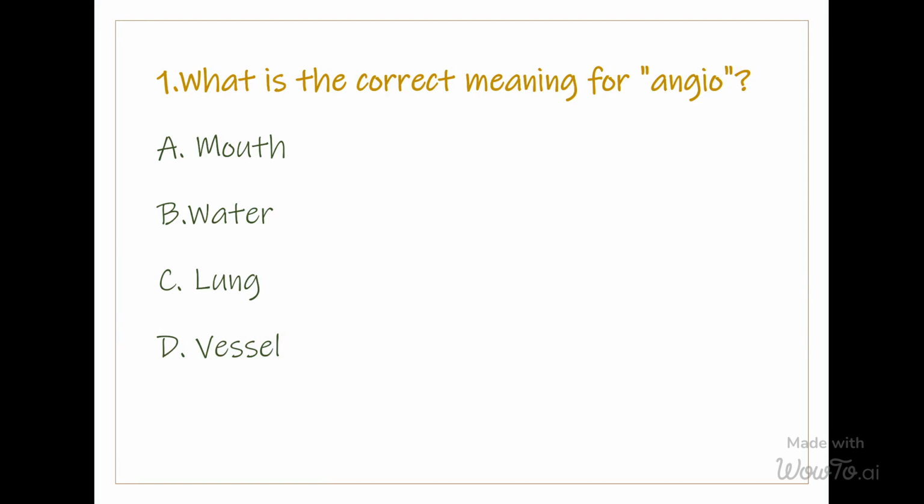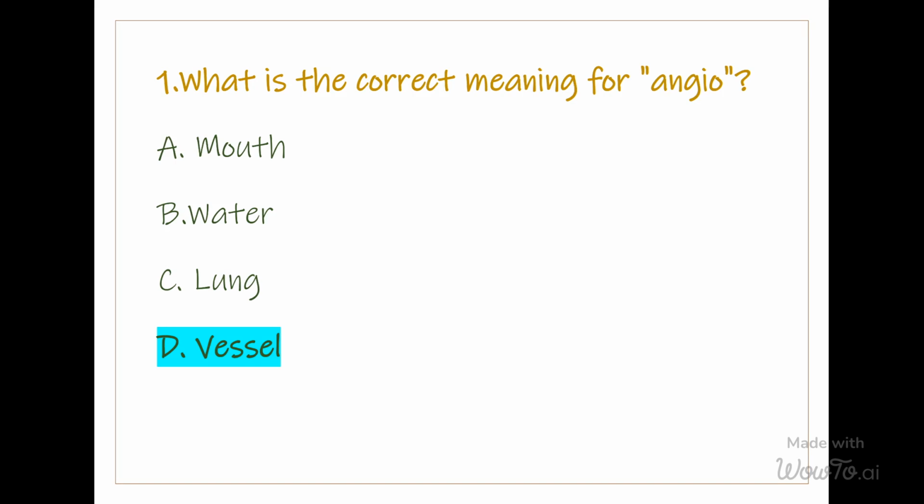What is the correct meaning for angio? Angio, short for angiography, is a medical imaging technique used to visualize the blood vessels in the body. It involves the injection of a contrast dye into the bloodstream, which allows the blood vessels to be seen more clearly on X-ray or other imaging modalities.